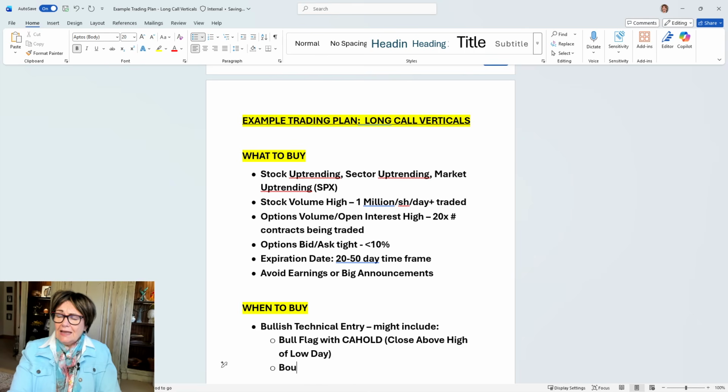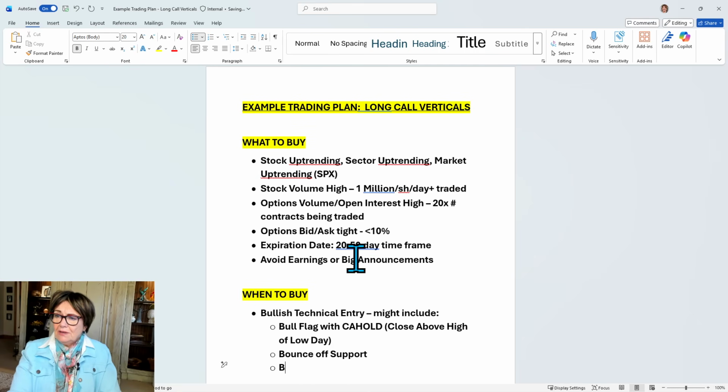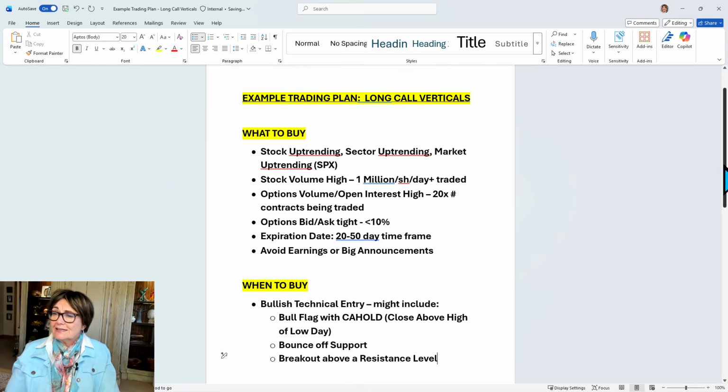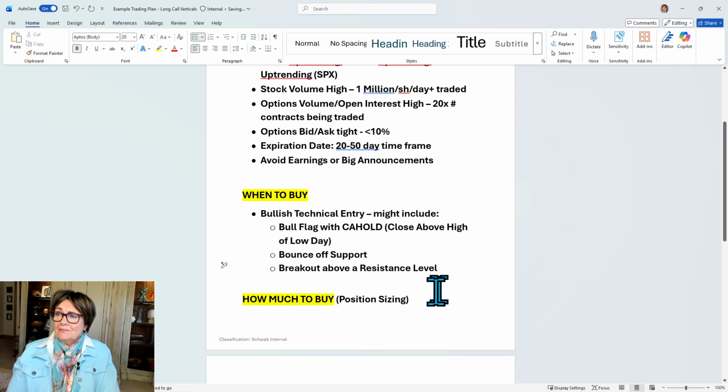It could be a stock that is bouncing off a support level. Or it could be a breakout above a horizontal or a diagonal resistance level. So those are just three. I mean, this is not an exhaustive list, but it gives us an idea of what we're looking for.